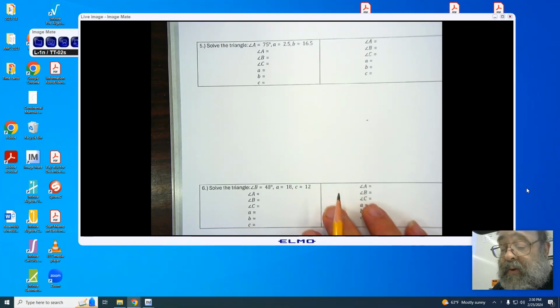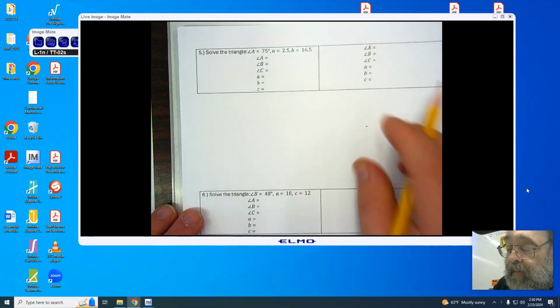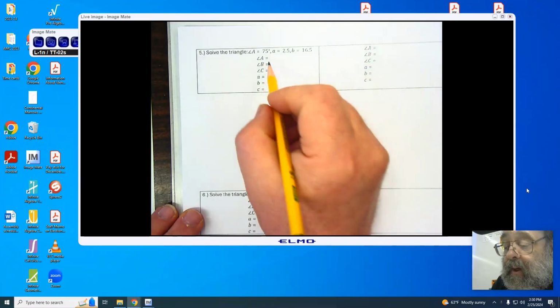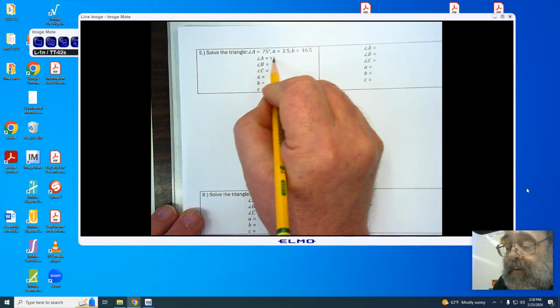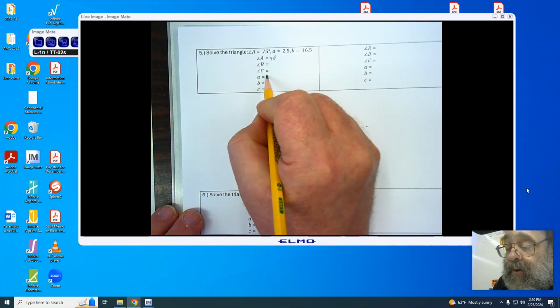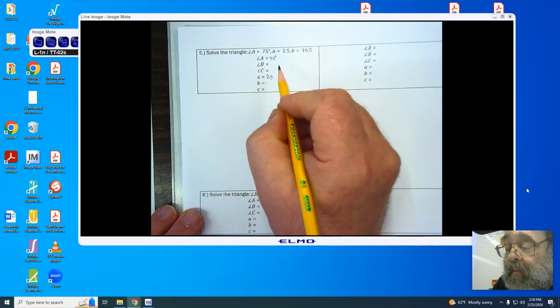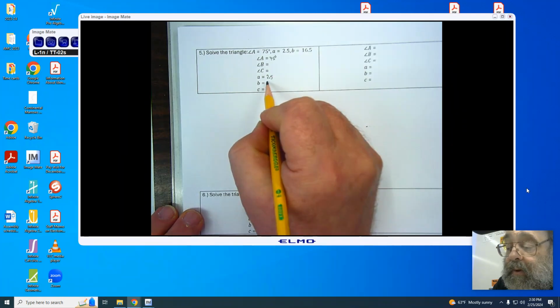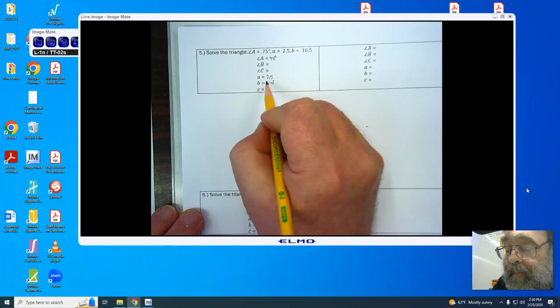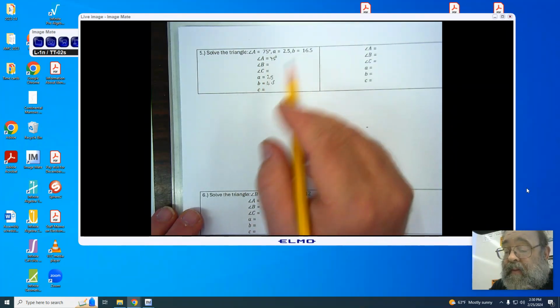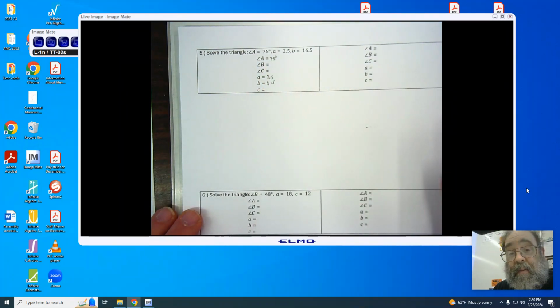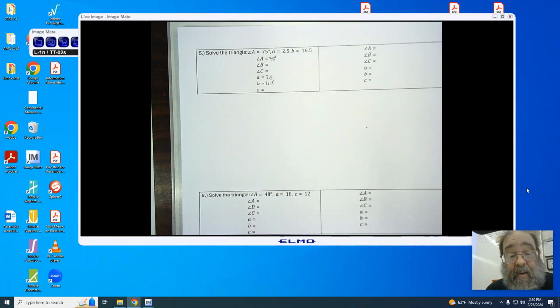So in this first question up top, you'll notice the information that has been given to us is we have angle A, which is 75 degrees. We have side A, which is 2.5, and we have side B, which is 16.5. We can clearly see that the side opposite the given angle is smaller than the other side, and therefore this is a question that could potentially have two solutions, one solution, or no solutions.